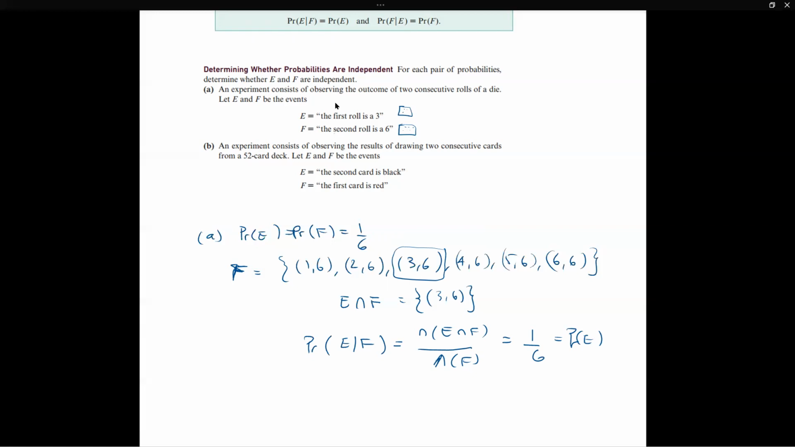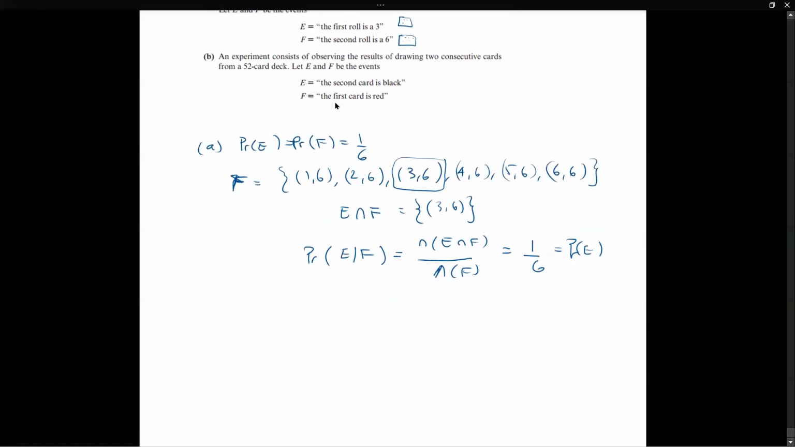And of course, if you do the same thing the other way, you'll find the same result, which is the probability of F as well. So E and F are independent events, in agreement with what we think, of course, right? So if you do the same thing here, it's going to be the same as the probability of F. So they are independent.